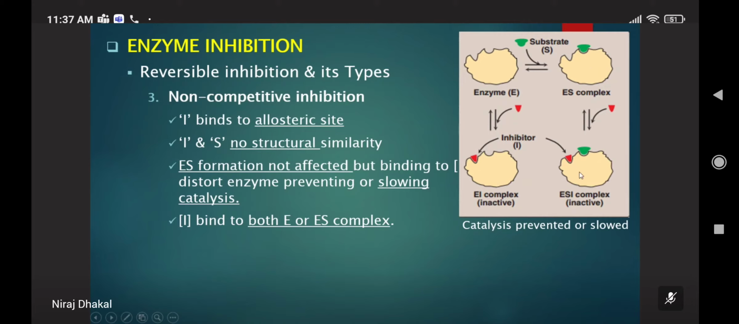But in uncompetitive inhibition, the inhibitor only binds with the enzyme substrate complex. But the difference here is the binding of inhibitor and substrate are independent of each other. Inhibitor either can bind with the free enzyme or with the enzyme substrate complex to form EI or ESI. In both cases, the enzyme is inactivated. So this is a non-competitive inhibition because there is no competition.